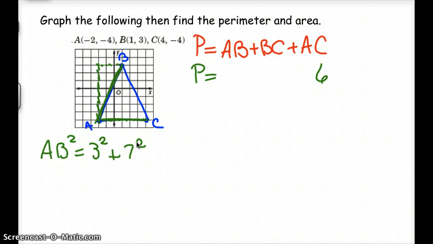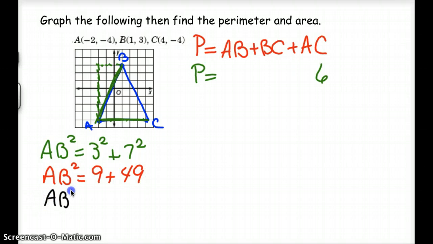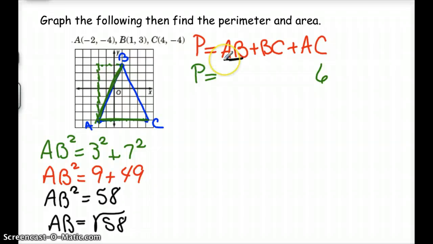So this is my work, people. I'm not just punching this in my calculator. I need to communicate what I'm doing. AB squared equals 9 plus 49. AB squared equals 58. AB equals root 58. And I'm going to leave that in radical form. I'm going to write that up here where AB is. Square root of 58.